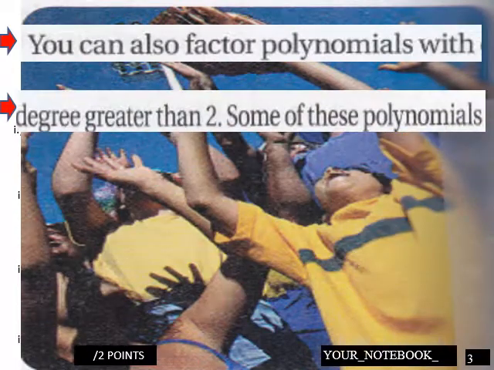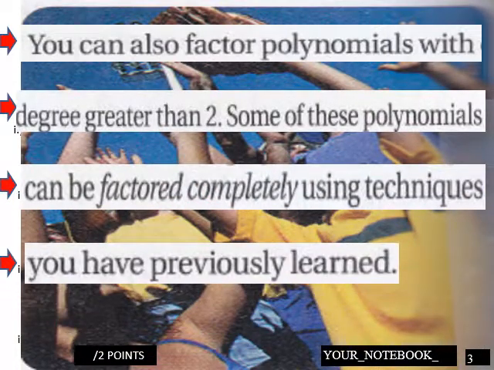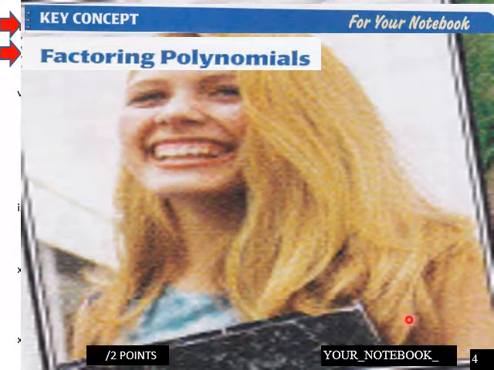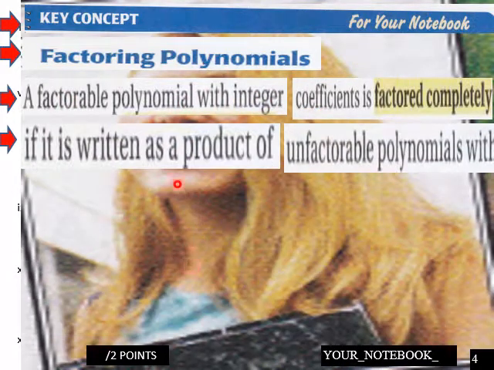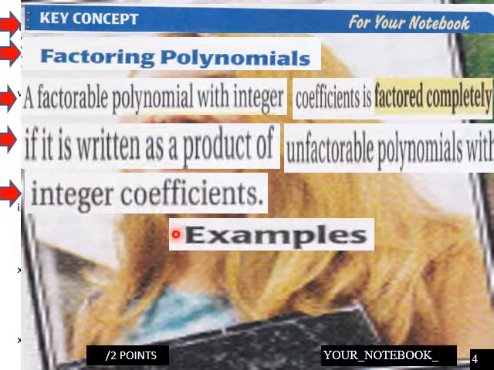You can also factor polynomials with a degree greater than 2. Some of these polynomials can be factored completely using techniques you have. So a key concept here, and students, this will go into your notebook: factoring polynomials. A factorable polynomial with integer coefficients is factored completely if it is written as a product of unfactorable polynomials with integer coefficients.